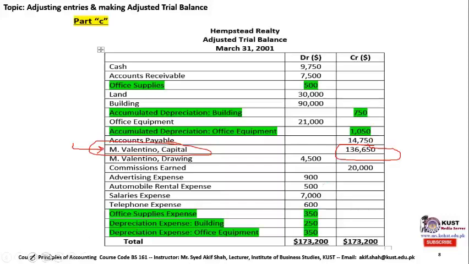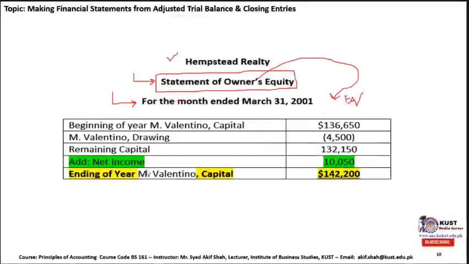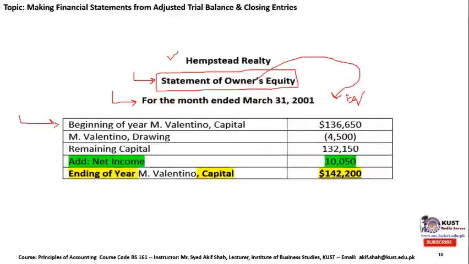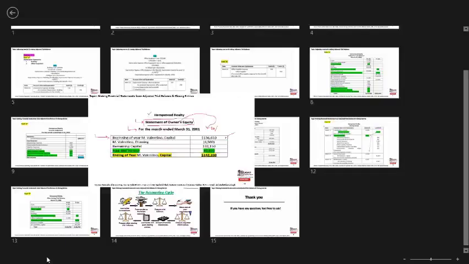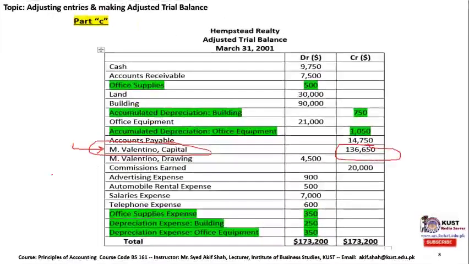$136,650. So let's move ahead and first of all write down the beginning of the period capital of M. Valentino Capital. It was $136,650. Afterwards, let's go back once again to the adjusted trial balance, and we have noticed that the owner has withdrawn a certain amount out of the business with the title of M. Valentino Drawing. So owner has basically withdrawn 4,500 from the business.